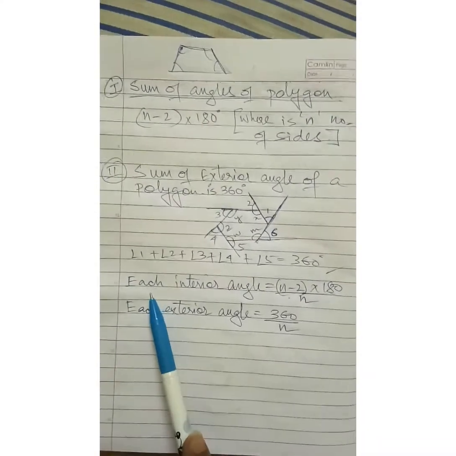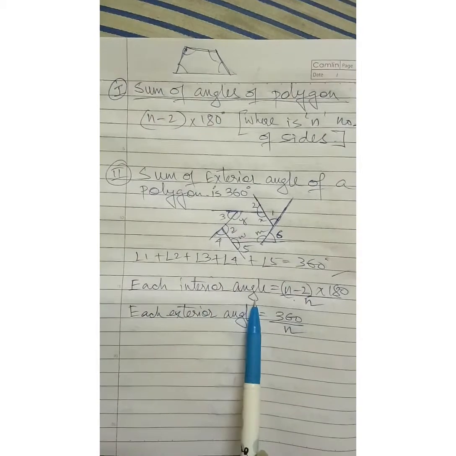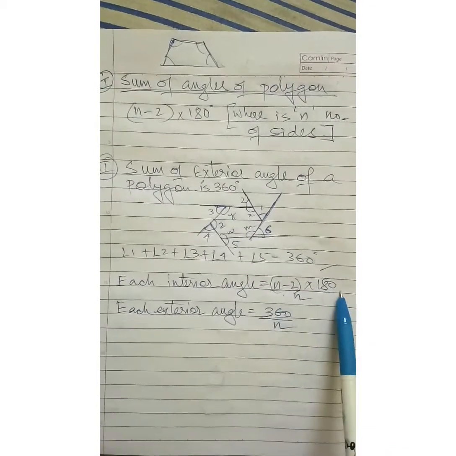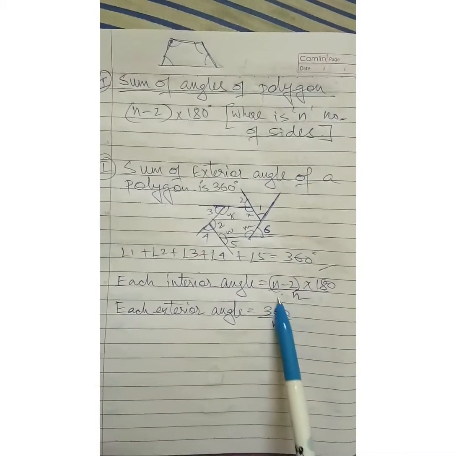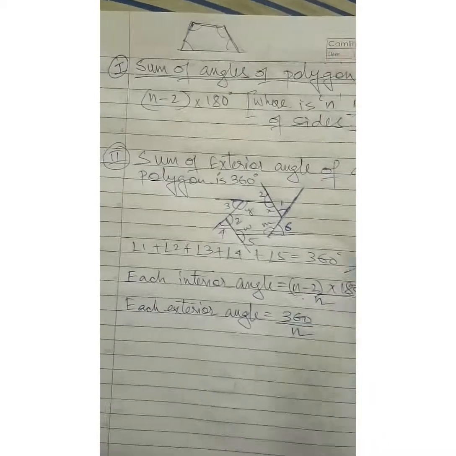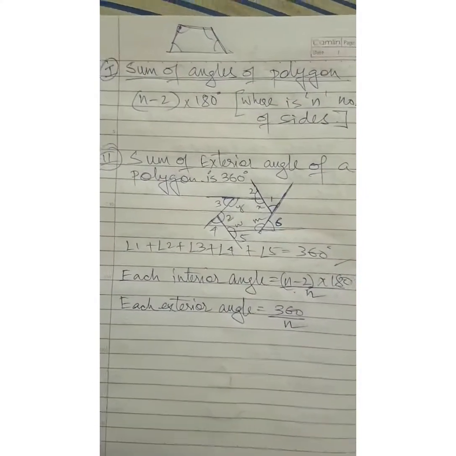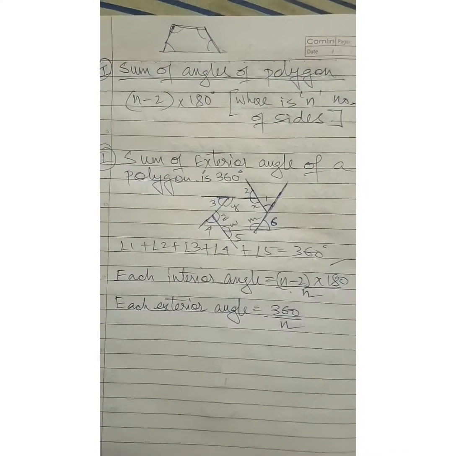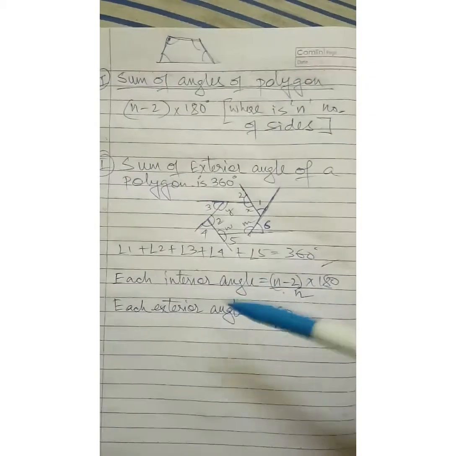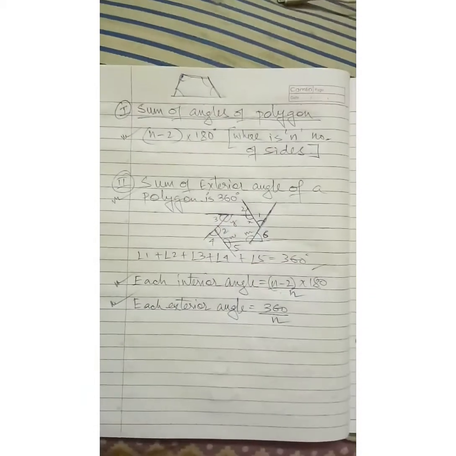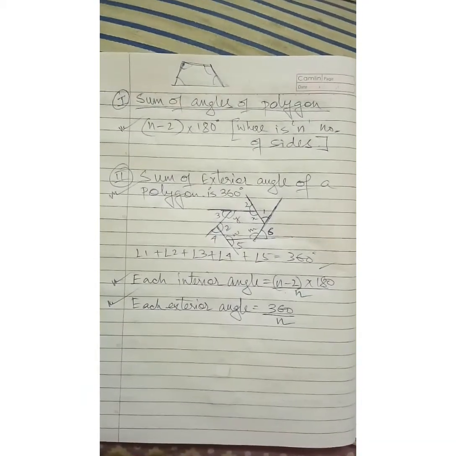Now how to find each interior angle of a polygon? The formula is n minus 2 into 180 divided by n, where n is the number of sides. Next, each exterior angle: 360 by n. These are the formulas you have to memorize. All these four parts are very important.